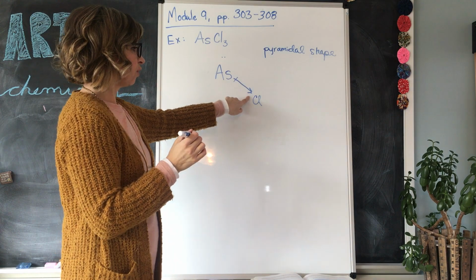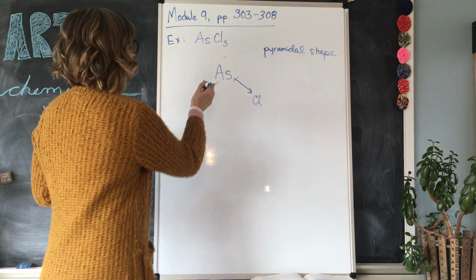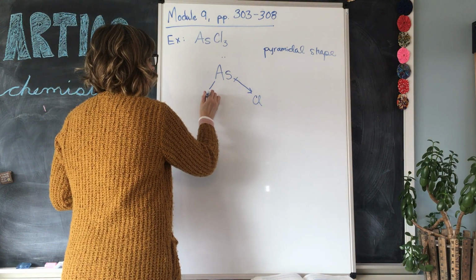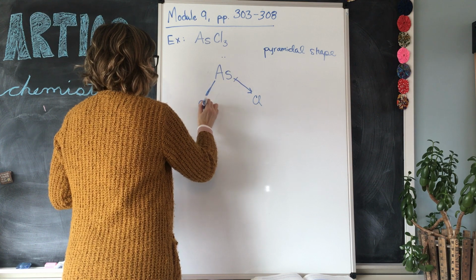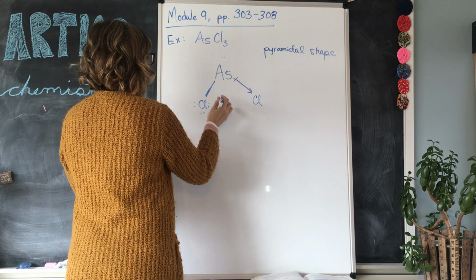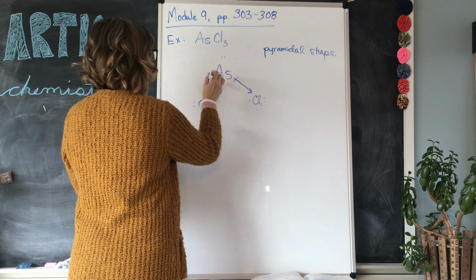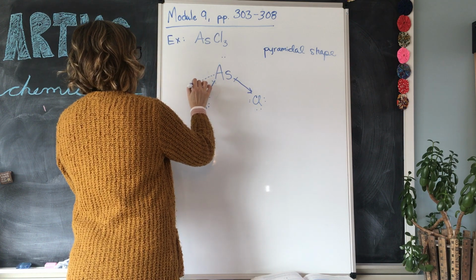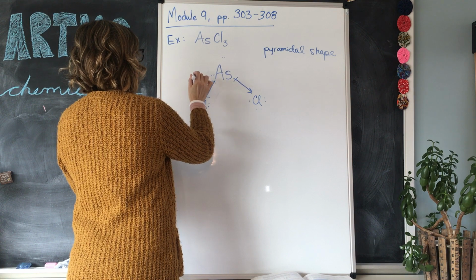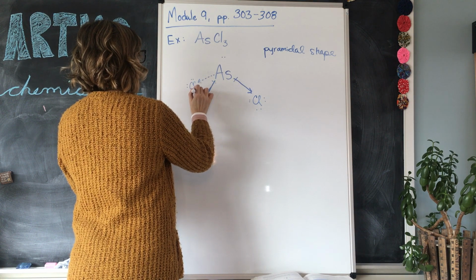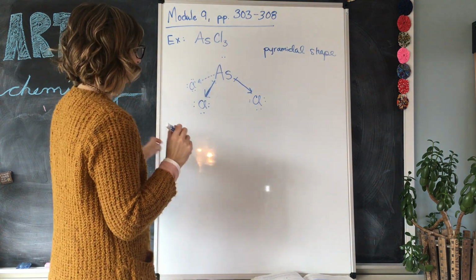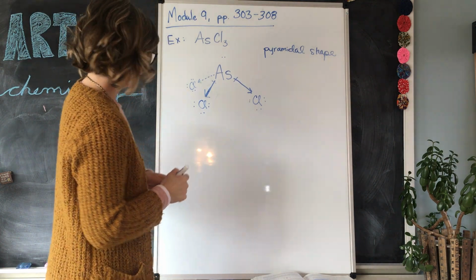So we're going to draw our polar bonds pointing toward the chlorine. Then we have one coming out toward us. And then we have one bond going off behind to the third chlorine. Okay, so it would look like that. So it is pyramidal. Okay?